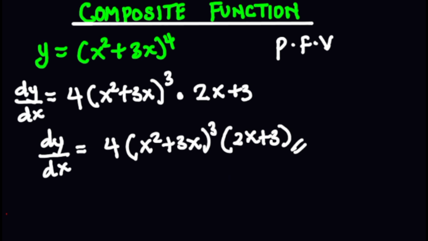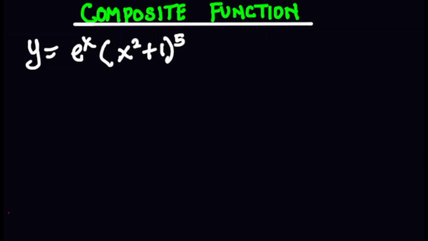Now let's go ahead and solve one more question. Let's take a look at the last question here. We are given y equals exponential x into bracket x squared plus 1 raised to the power of 5. And if you look at this, this is actually a product rule question, and at the same time we have a composite function.